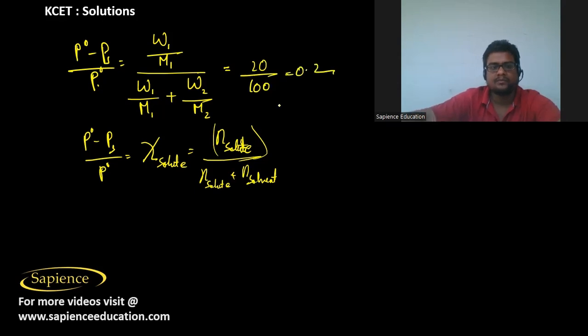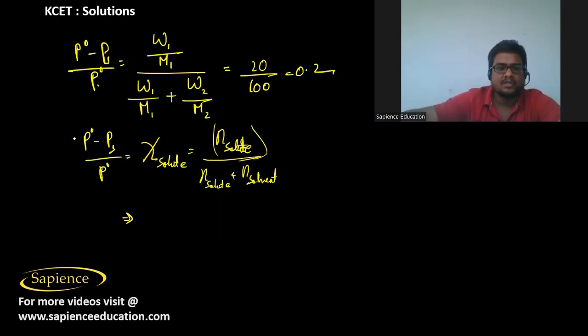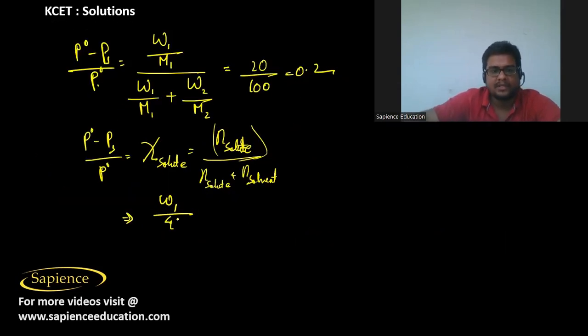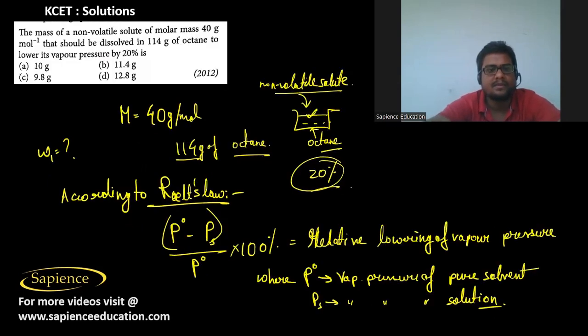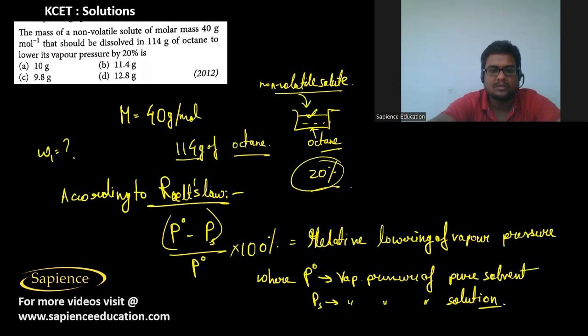It is 0.2. So hence the weight of the solute that should be used, that we have to find out. So here W1 only we have to find out. So W1 by molar mass of the solute, that is 40 gram, 40, divided by W1 by 40 plus weight of the solvent, that is 114 gram. And for octane we have to find the molar mass.